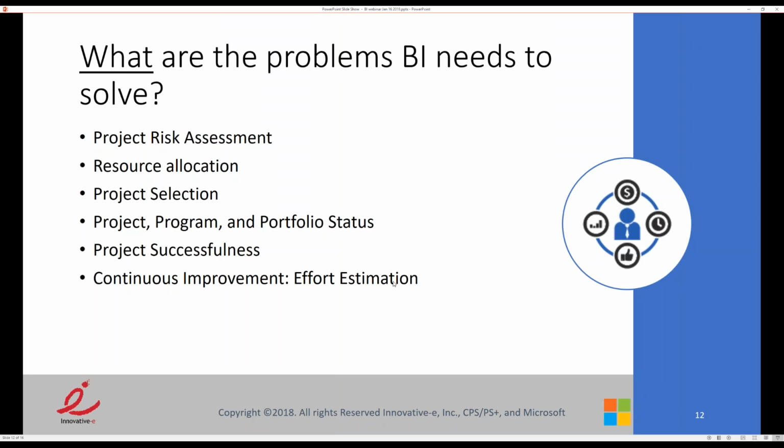So what are some problems that we solve with BI in project management? Risk assessment, yeah, pretty easy, straightforward. Resource allocation, I mentioned that before. Project selection, okay, which projects get the best bang for our buck? Which one should we select? It's pretty reasonable. Status reporting, also reasonable. Project successfulness, that one's interesting. Continuous improvement and effort estimation, also interesting.